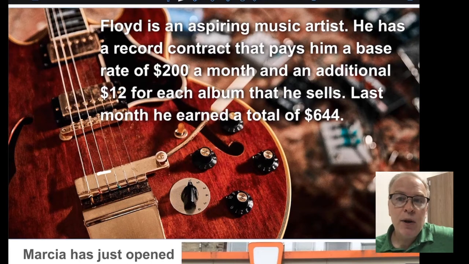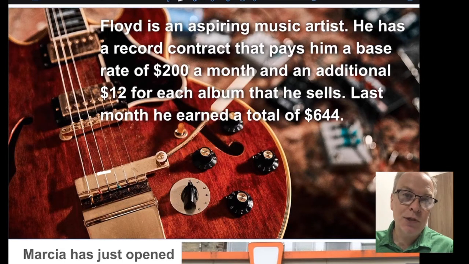Floyd is an aspiring musical artist. He has a record contract that pays him a base rate of $200 a month and an additional $12 for every album that he sells. Now we know that he earned $644 last month, so the question is, and I didn't have this typed here, but the question is, how many albums did he sell? We could actually figure that out here since we know what his pay was. His pay was $644. So go ahead and pause the video and see if you can figure it out on your own, and then I'll go through the answer.